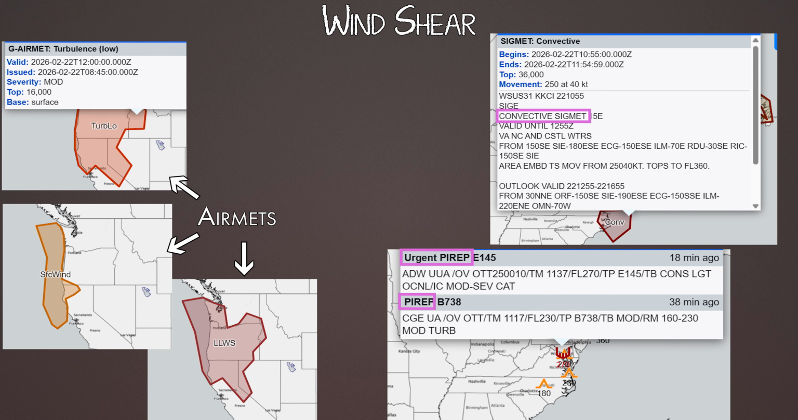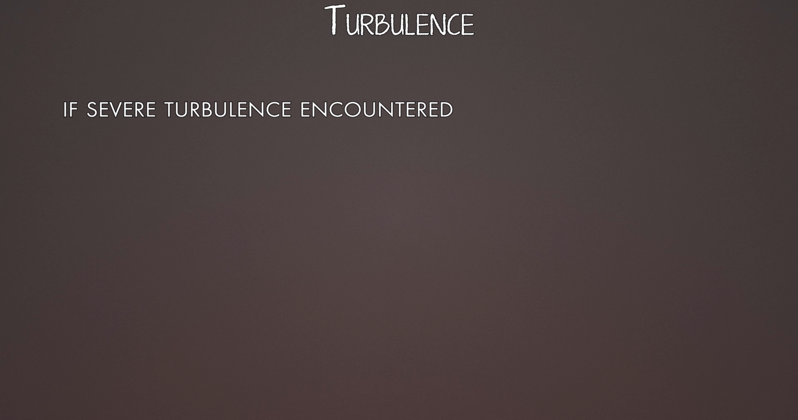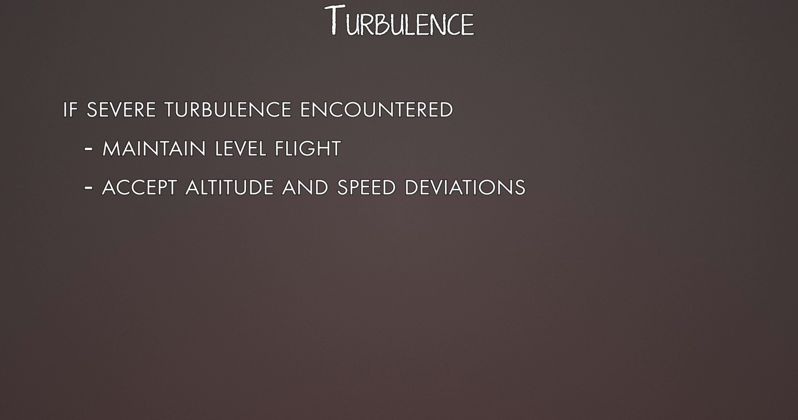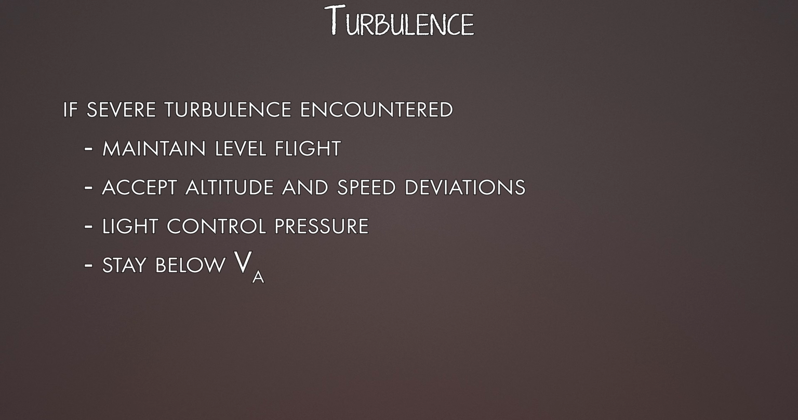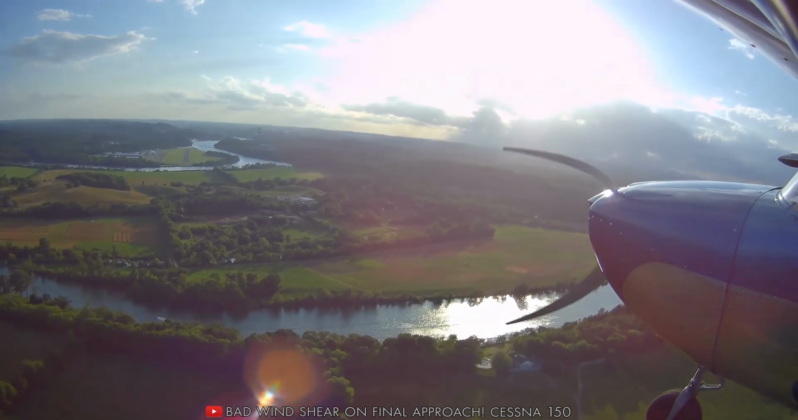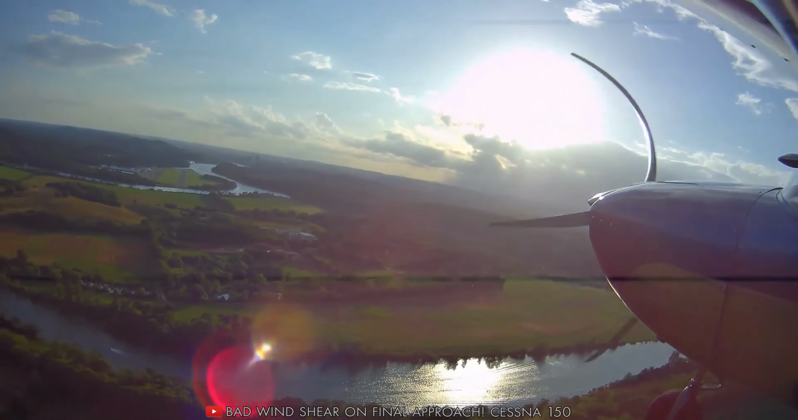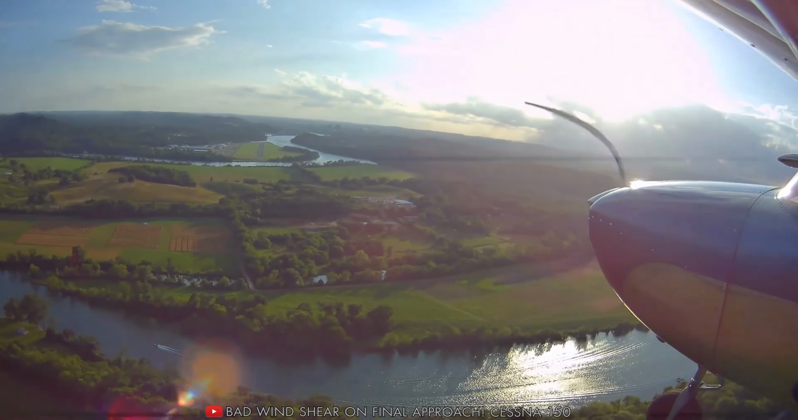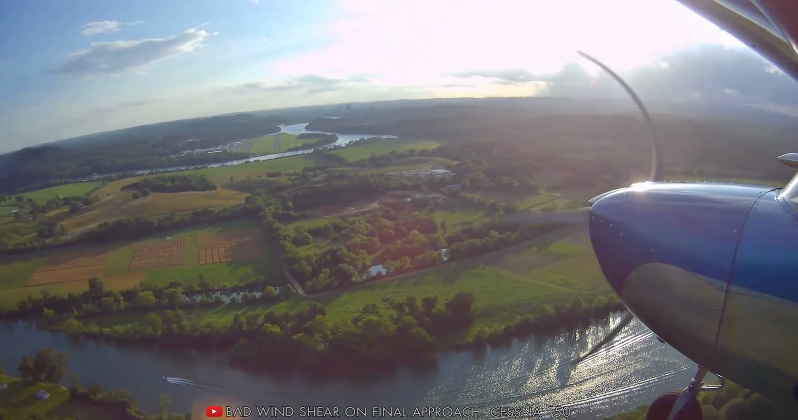Now, as far as dealing with turbulence, if you ever encounter severe turbulence, do your best to maintain level flight. Things like speed and altitude will vary. All you can do is try to maintain light control pressures and do your best to stay below maneuvering speed. Moral of the story is, with turbulence and wind shear, turbulence sucks. You will be flying through it. That's just weather. But hopefully now you know what to look for and how to avoid the really bad stuff.